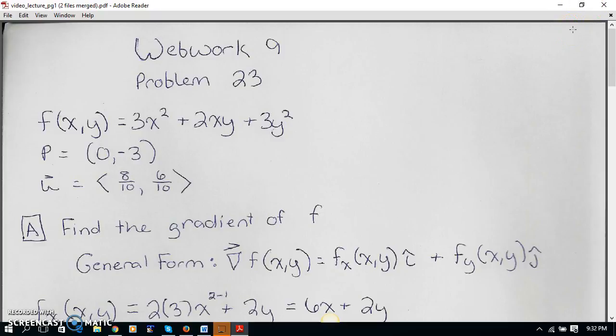I'm covering WebWork number 9, Problem 23 on gradients and directional derivatives. Let's take a closer look. Here we have a function of two variables, 3x squared plus 2xy plus 3y squared, a point (0, -3), and a direction vector of 8/10 i plus 6/10 j.